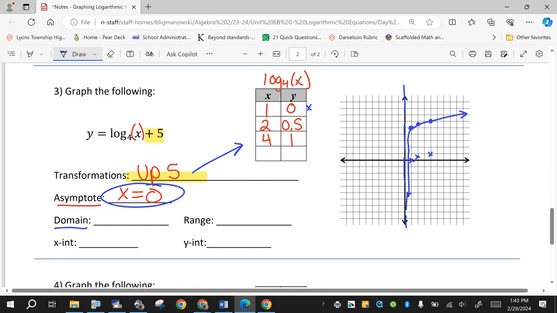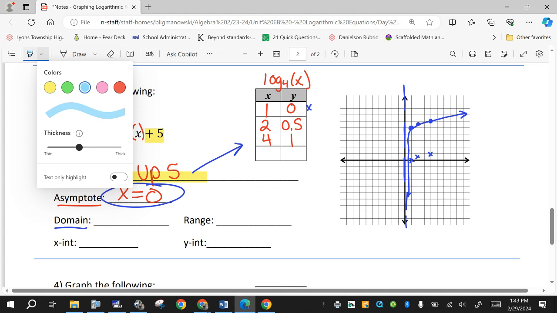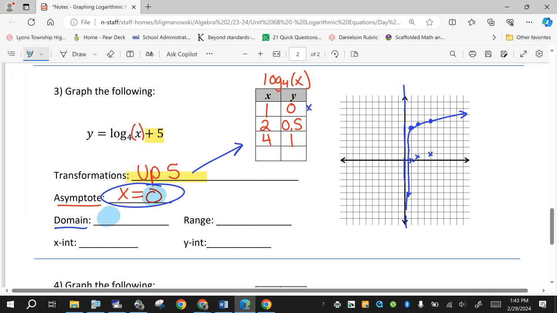So again, my domain is always going to start with wherever my asymptote is. So 0 in this case to infinity. And then my range will always be negative infinity to infinity. And we're going to skip x and y intercept for these ones because we can't tell what they are.